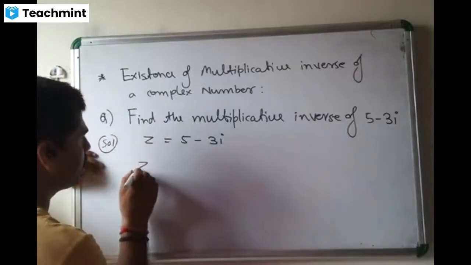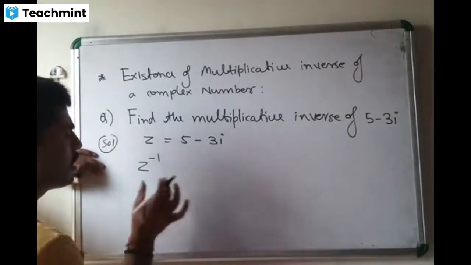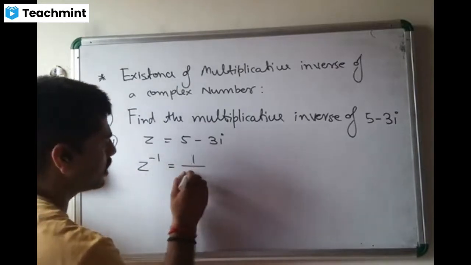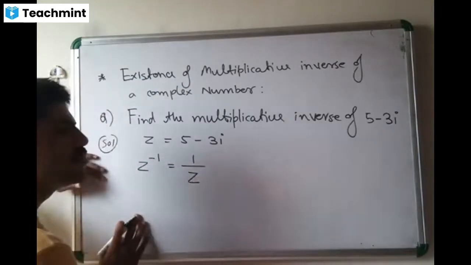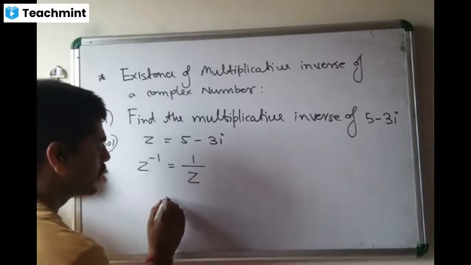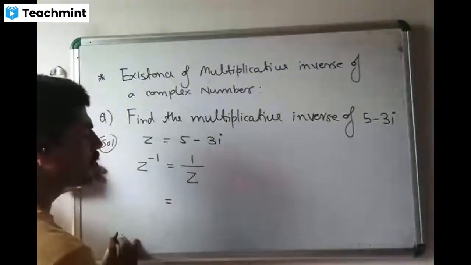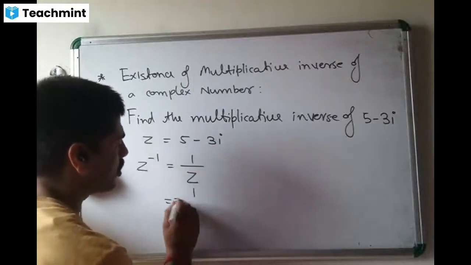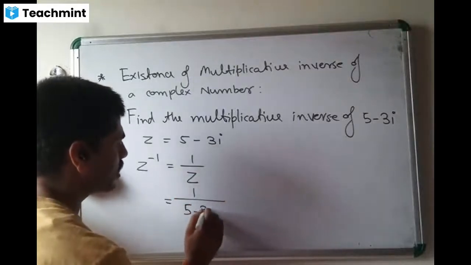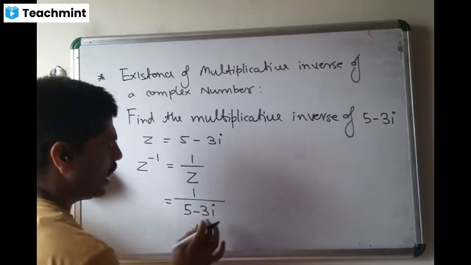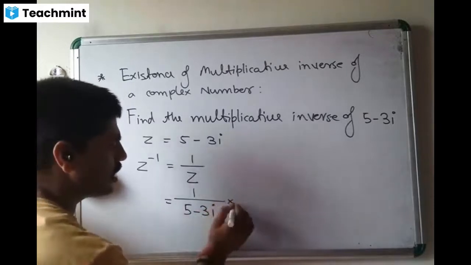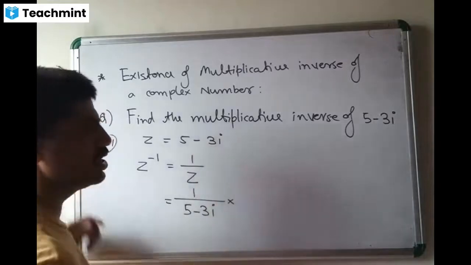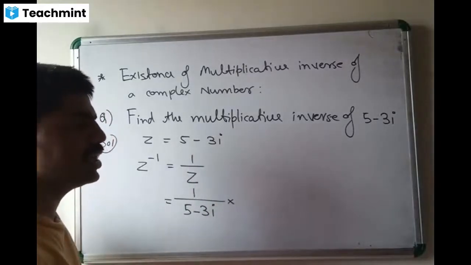And to find the multiplicative inverse, z inverse is equal to 1 upon z. Yes or no? Yes, sir. Now put the value of z, where z is equal to 5 minus 3i. So 1 upon (5 minus 3i). And now rationalize it. Now tell me, Jaya, by which complex number will you multiply and divide in the numerator and the denominator?